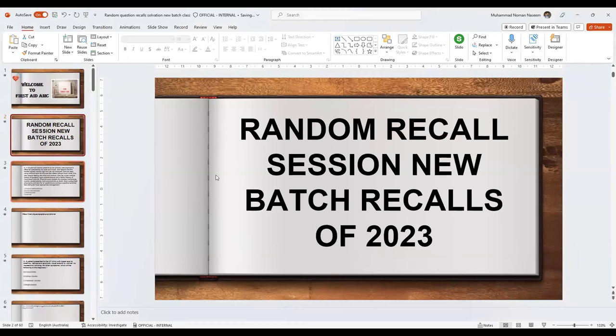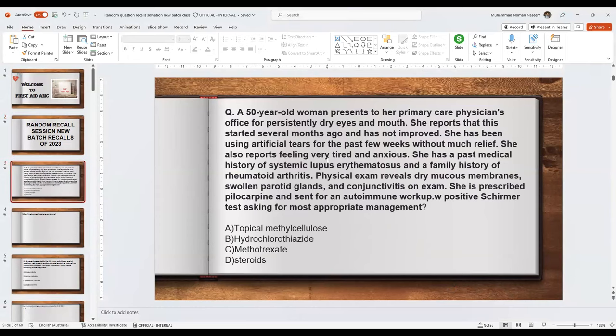Now, let's start with the recall session. Is everyone able to hear my voice clearly? Because sometimes I have some issues with students about the voice quality. So if you have some issues, please let me know in the chat box. Also, if you know the answers, I would recommend you write in the chat box. It allows you to participate in the conversations that we are going to be having while discussing the AMC MCQ recall session, okay? All right.